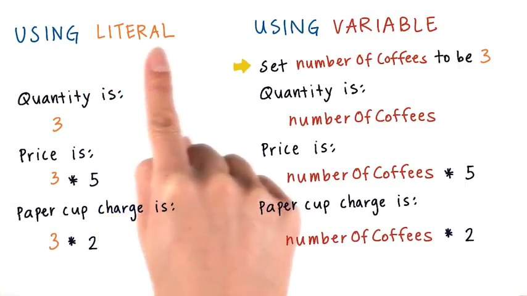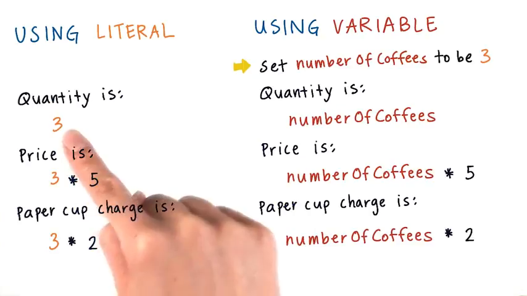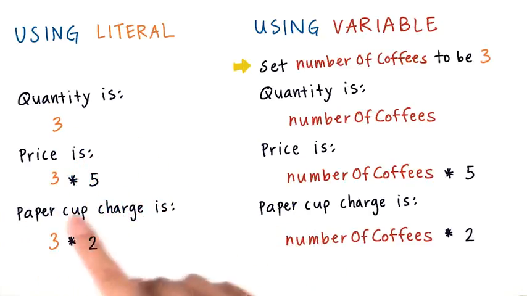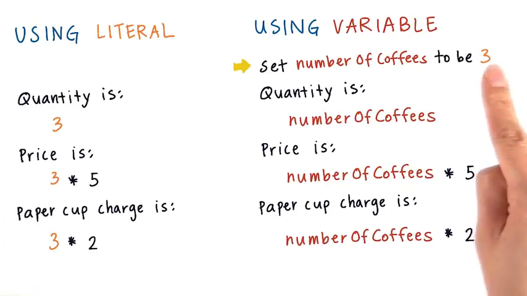If we were using a literal, then we'd have to change the quantity to be 3 here, we'd have to update the price calculation to be 3 times 5, and the paper cup charge to be 3 times 2. So when we use a variable, we don't have to refer to the specific value each time.